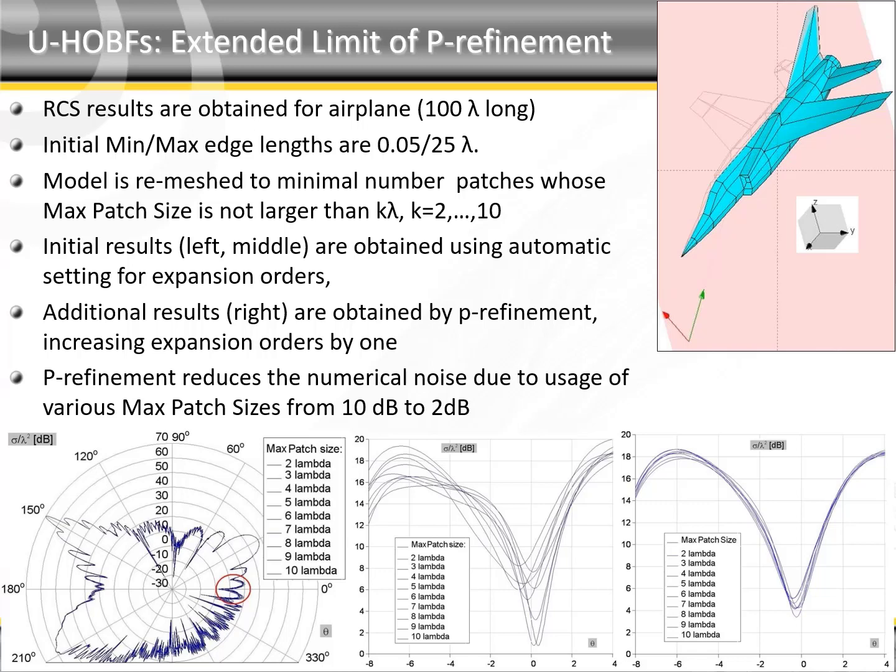Consider the part of radiation pattern given on the left and circled in red. Enlarged view, given in the middle, shows the numerical noise of 10 dB, caused by usage of various max patch sizes. P-refinement reduces this numerical noise to 2 dB, as shown in enlarged view on the right.